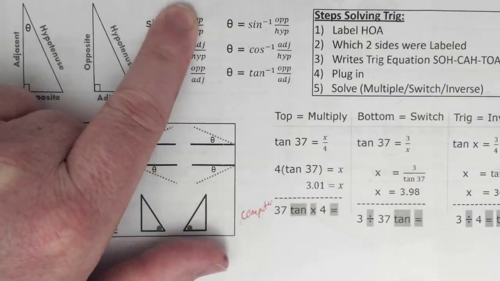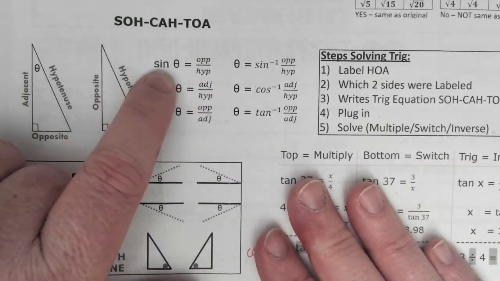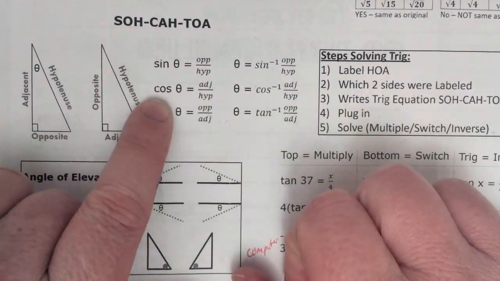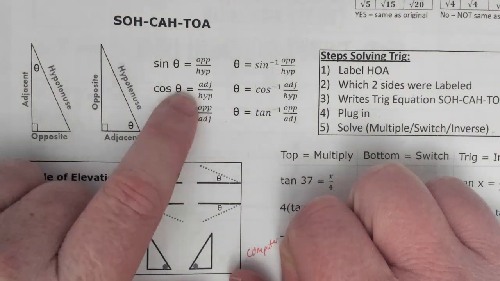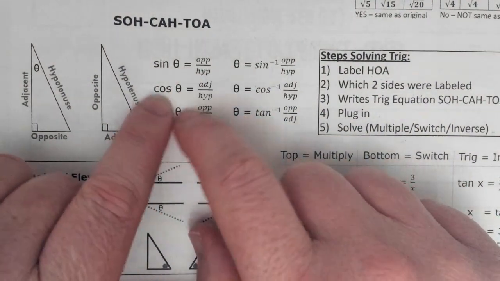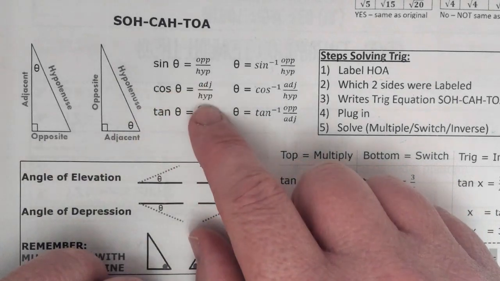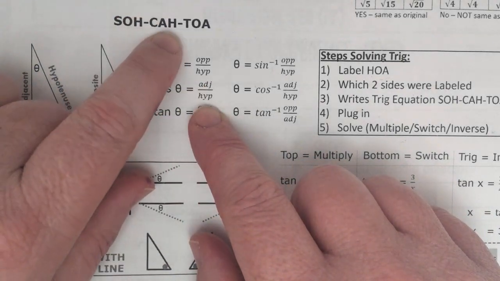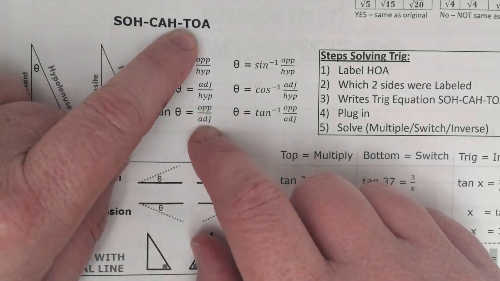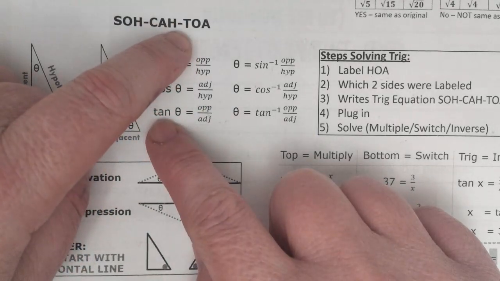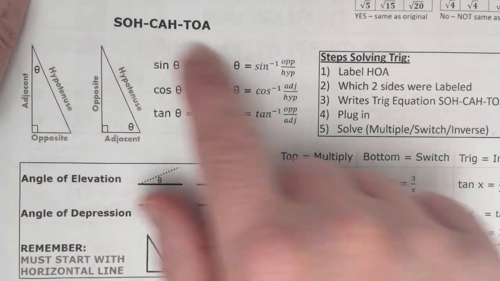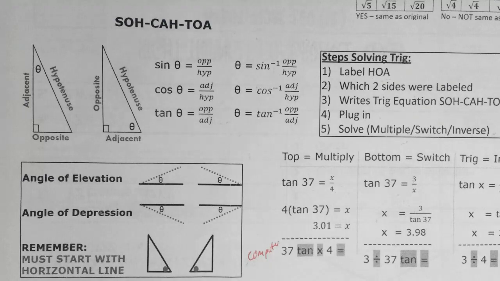SOHCAHTOA is an acronym to remember: sine of theta equals opposite over hypotenuse. That's SOH. Cosine of theta. Theta means angle, by the way. Cos of theta equals adjacent over hypotenuse. That's CAH. Tan of theta equals O over A, opposite over adjacent. So it's just a way to remember this equation.